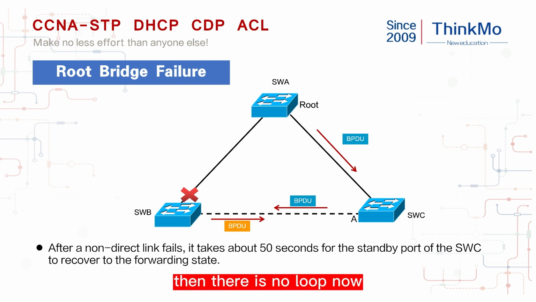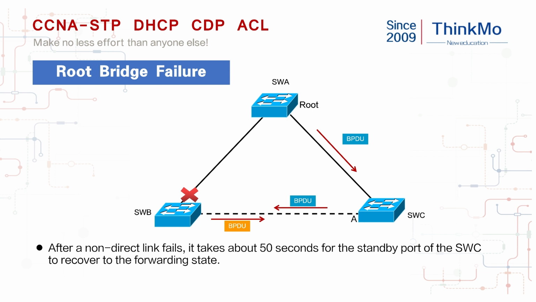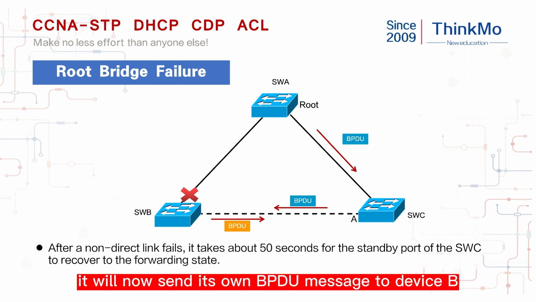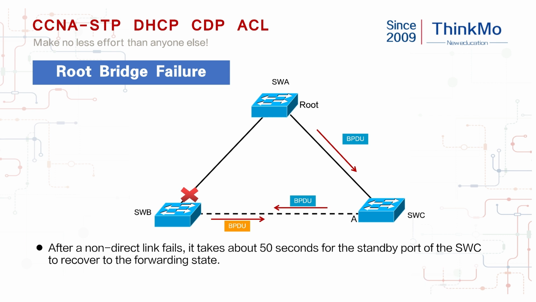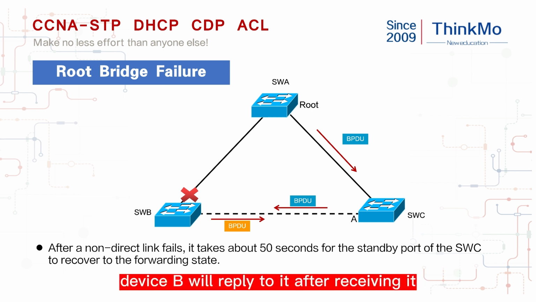Then there is no loop now, so it is about to upgrade its status. It was originally blocked, now forwarding. Then we have to count down, reading to 15 seconds. So after 50 seconds, it will now send its own BPDU message to device B. Device B will reply to it after receiving it. Then the entire network topology is stable.